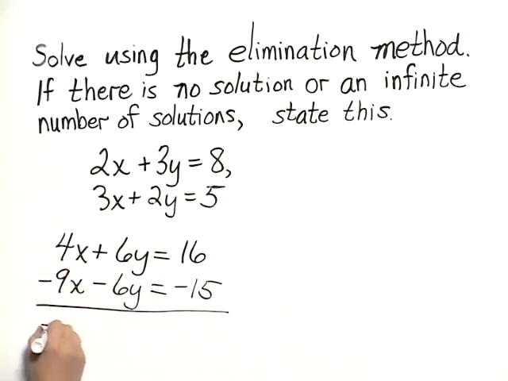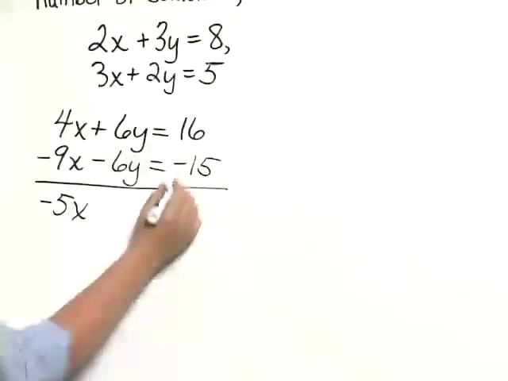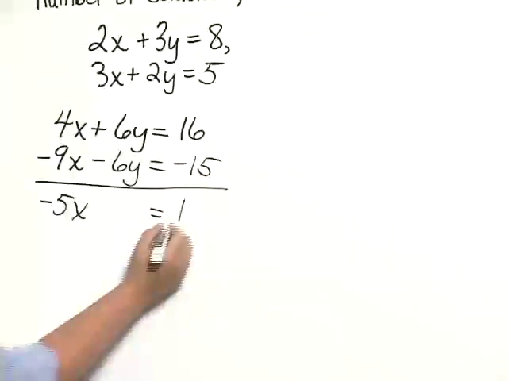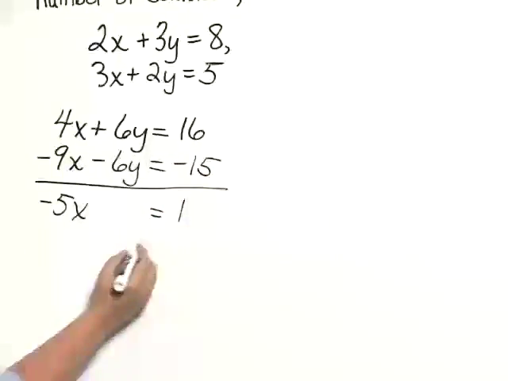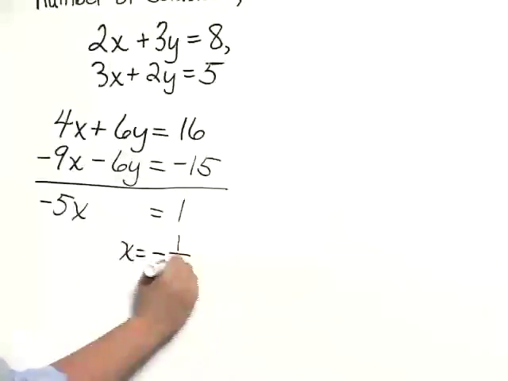Adding, I have negative 5x + 0 = 16 minus 15, which is 1. Dividing both sides by negative 5, I get x = negative 1/5.